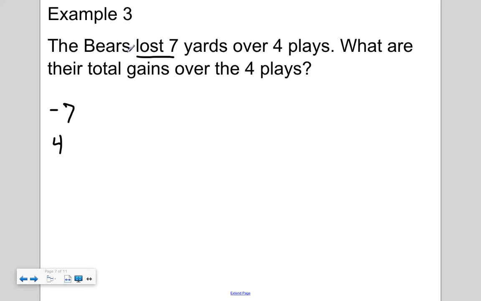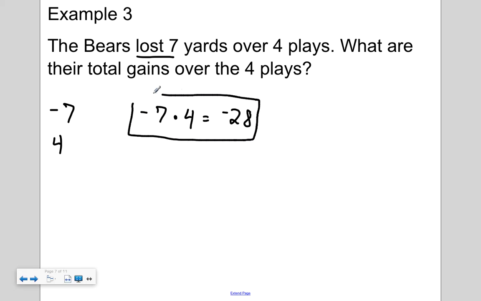I know that every single play they're going to lose 7 yards, so I'm repeatedly adding -7, -7, -7, or I can just do -7 times 4, which is going to give me -28 yards. Again, this makes sense because I know they're going to be losing a lot of yards over those plays. So my number sentence here would be -7 times +4 equals -28.